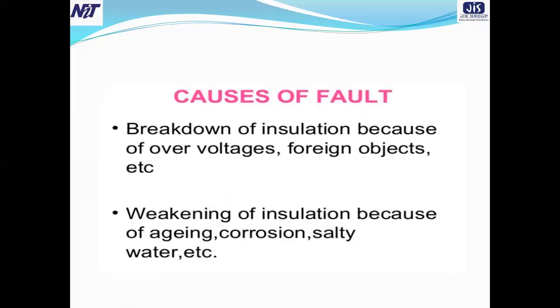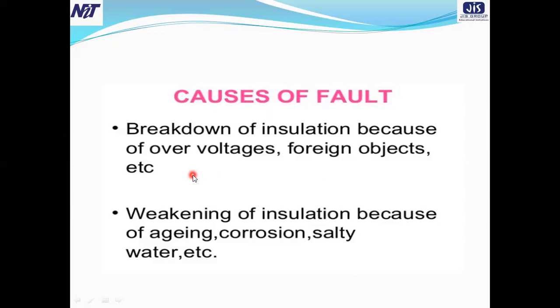Now, you know that in any section of the electrical system or power system, a fault may occur. So you have to understand the causes of these types of faults. Breakdown of insulation because of over voltage, foreign objects, etc., is one of the causes of the fault. Insulations are connected through the busbar or through the transmission line, and you will find them in the generating station and in the substation. So insulation breakdown is one of the reasons.